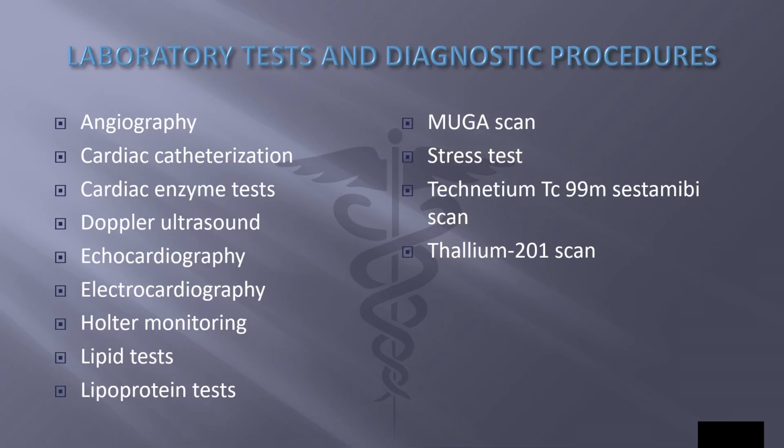Our next section is laboratory tests and diagnostic procedures. Angiography. This is recording via X-ray images of blood vessels after the injection of contrast into the bloodstream. Cardiac catheterization, introducing a catheter, which is a flexible tubular instrument, into coronary blood vessels to measure pressure and flow patterns of blood. Cardiac enzyme tests, measurements of enzymes released into the bloodstream after a heart attack, also known as a myocardial infarction.